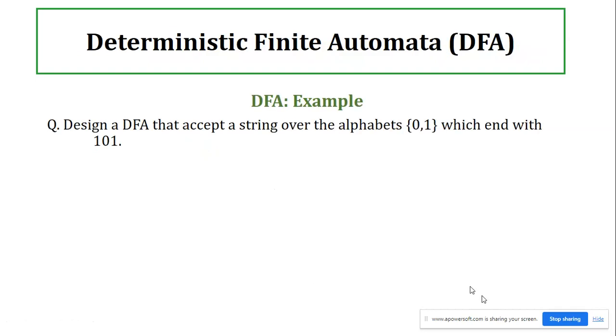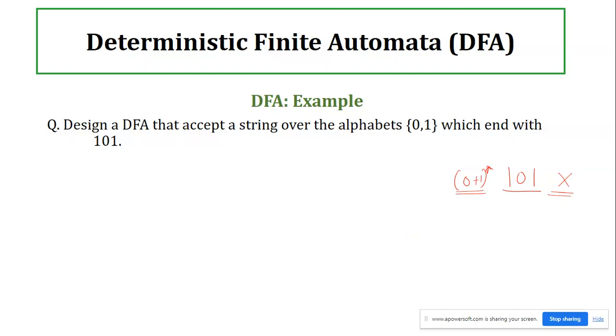So let's start with the first example, which is an example for ending with. Here the string should end with 101 strictly. What that means is that before the 101, any combination of zeros and ones is accepted. We can take anything before the 101, but after it there should not be any string. After the 101 there should be nothing, so that our string ends with 101.